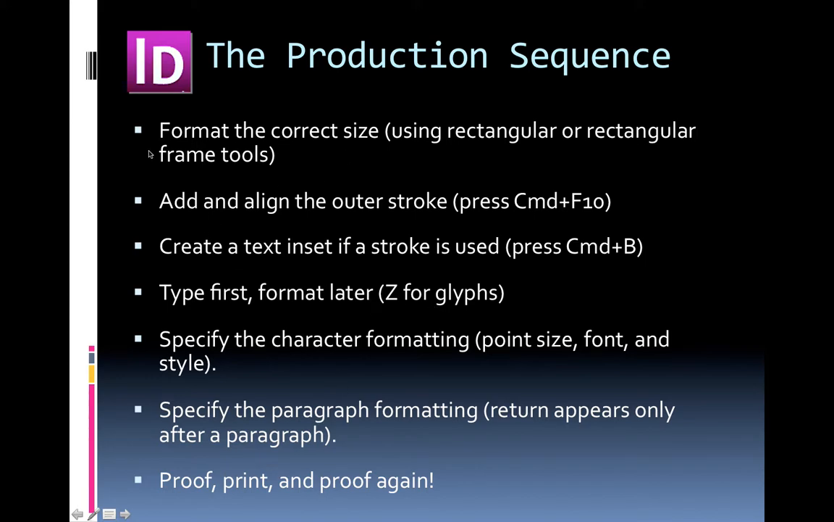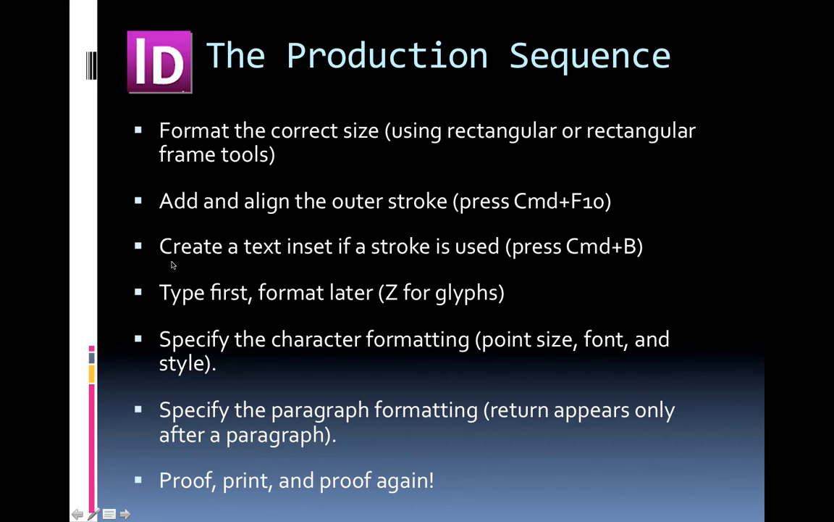First, you format the correct size of your document. Is that you use the rectangular frame tools to frame out the correct size. Is that a letter size, a business card size, or a CD cover size? Secondly, and then you add and align the outer stroke. If there's a stroke around the document, so you want to add it and align it out. Make sure that thing is there first.